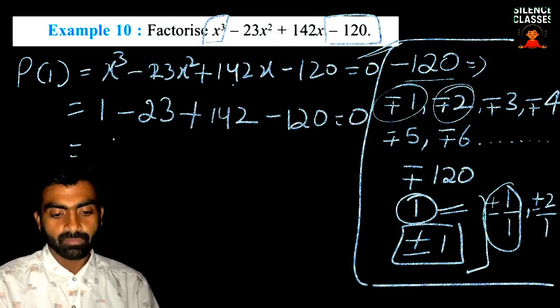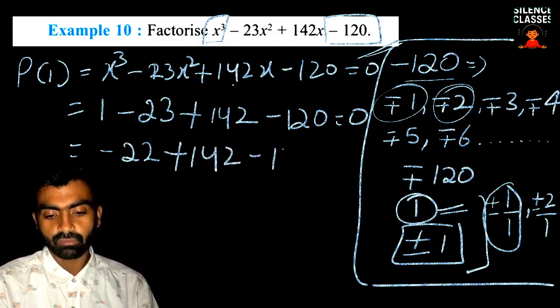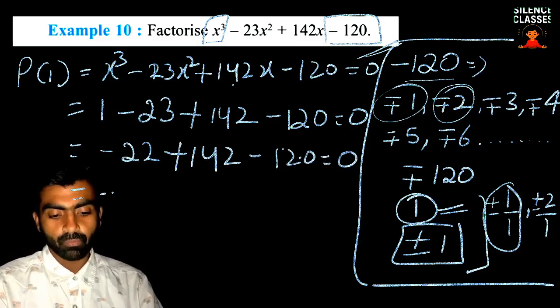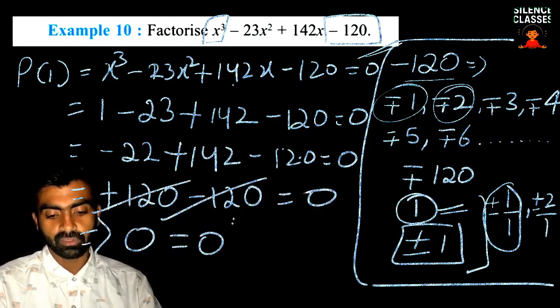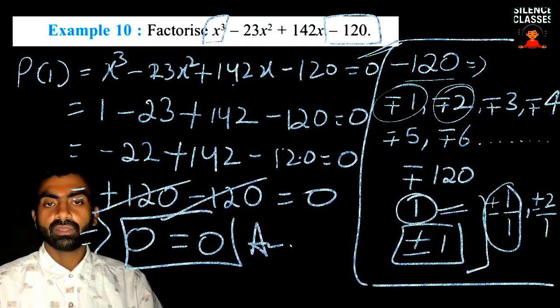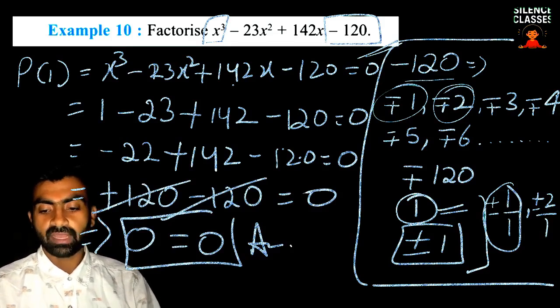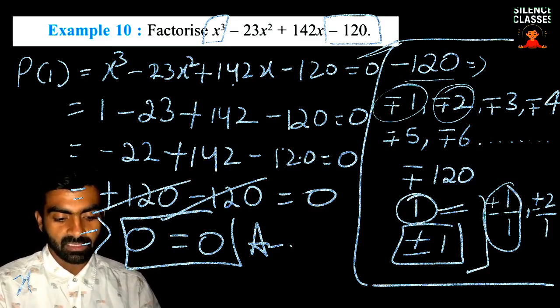So it will become 1 minus 23 plus 142 minus 120 equals 0. It will become 1 plus 120 minus 120 equals 0. We can cut this, so it will become 0 equals 0, which is the answer. It means we got that 1 is the zero of this particular equation. Okay, so we can take x equals 1.